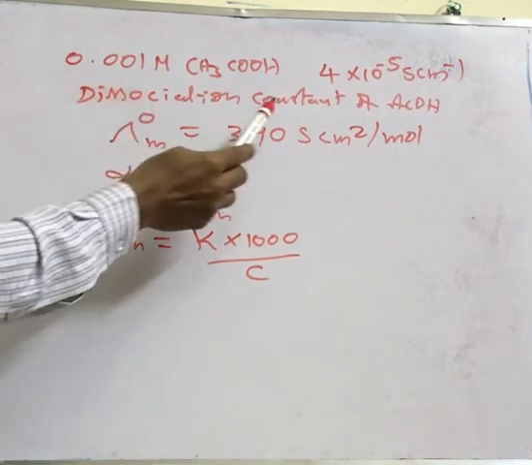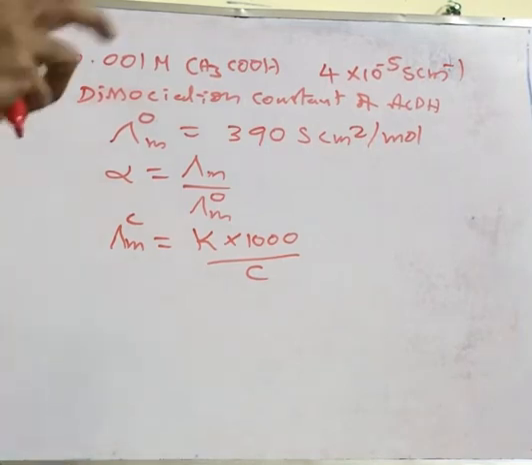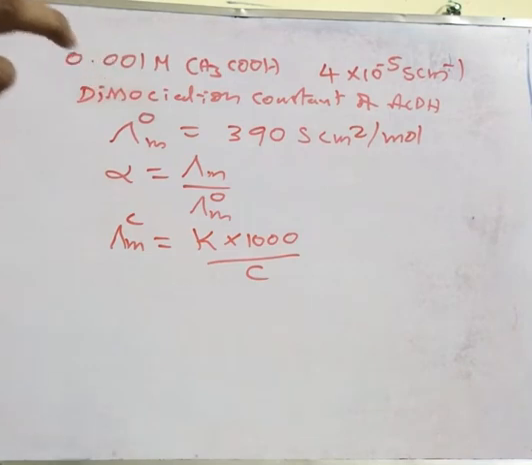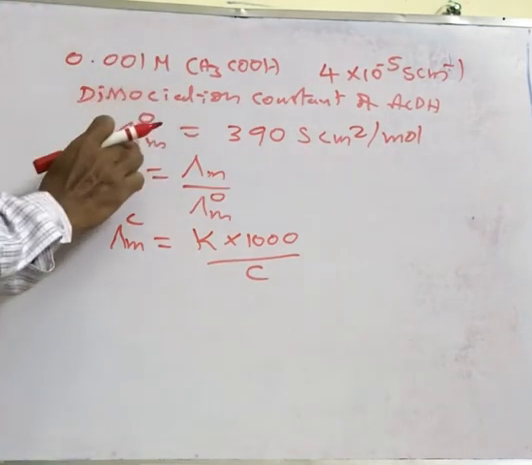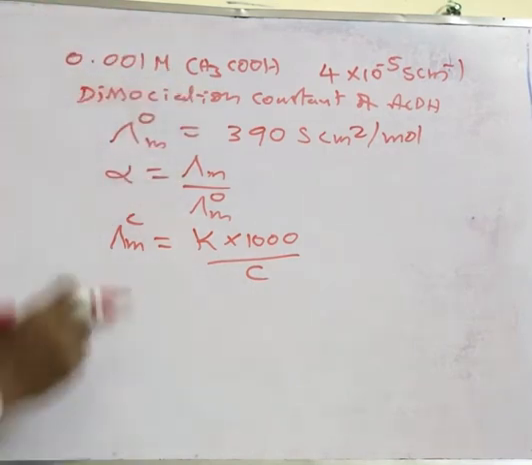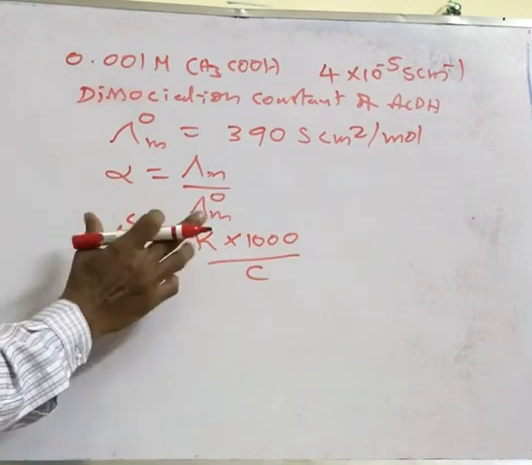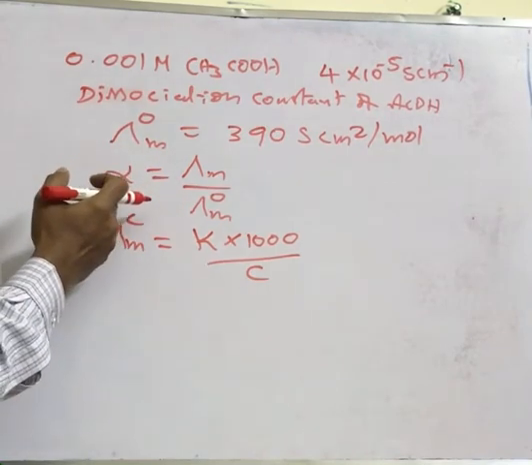Because dissociation constant you require. Whenever you want a dissociation constant, you need to write the dissociation equation and find out the concentrations of the products and reactants, such that the product concentrations divided by the reactant concentration give the dissociation constant. So to get the concentration, you require the degree of dissociation.